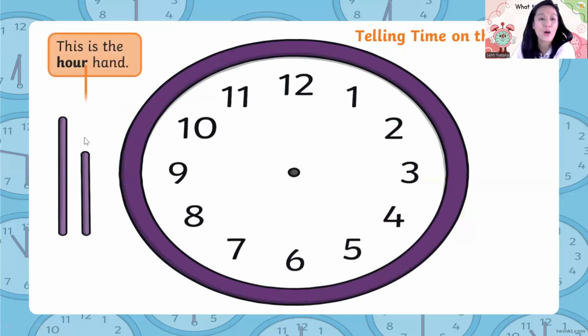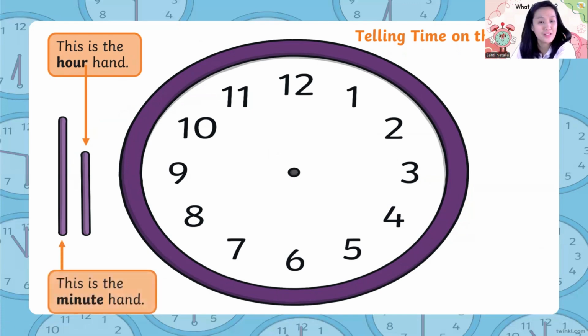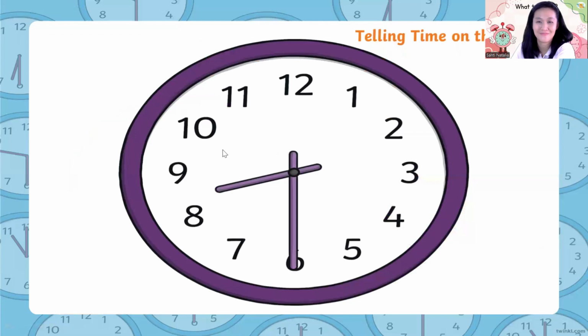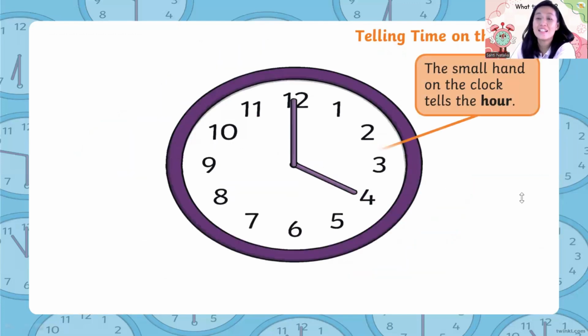This is the hour hand. Can you see the shorthand, children? This is the hour hand. Can you say hour hand? And this is the minute hand. Can you say minute hand? That's good. The small hand, or the short hand, on the clock tells the hour.